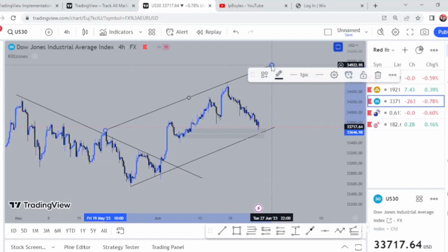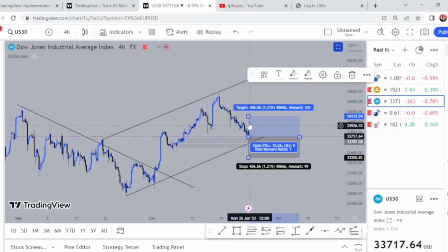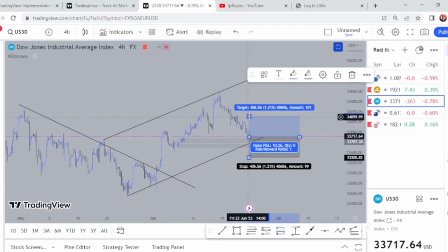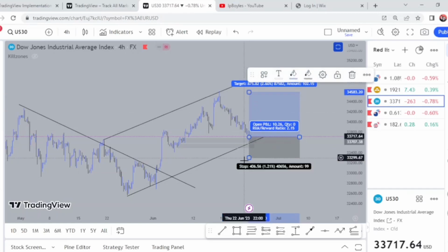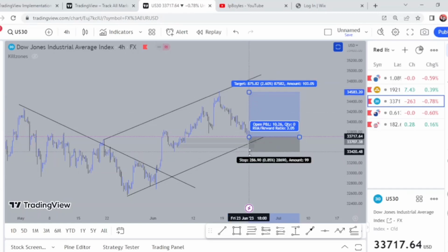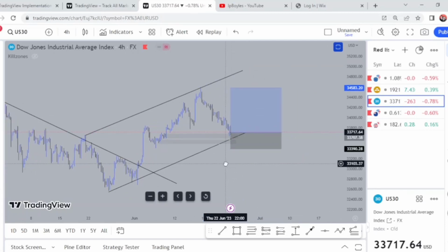Once we go to the support side, you will see that we had the first touch, second touch, and we are waiting for the market to give us the third touch. Bring out your position, then channel your TP where you want to take your TP, first TP and second TP. Place your stops below your demand zones.